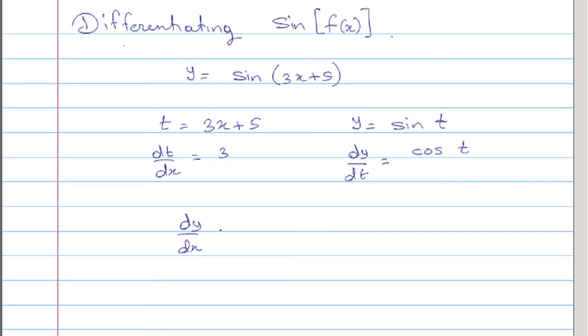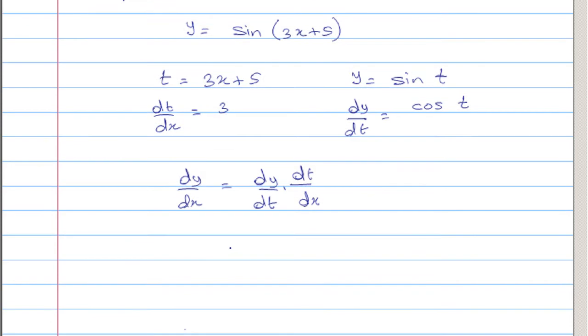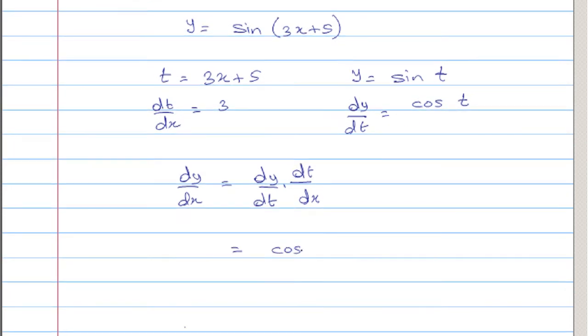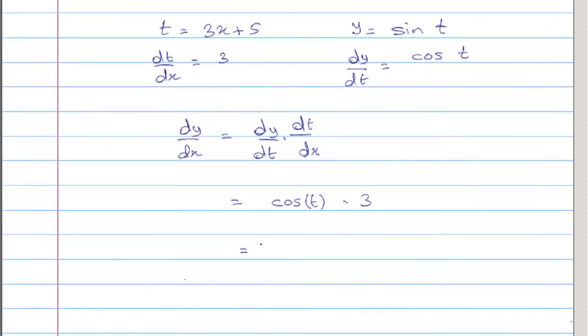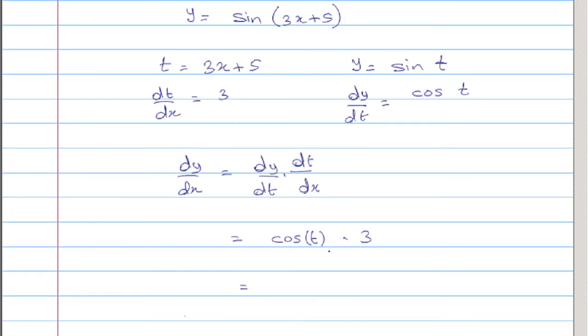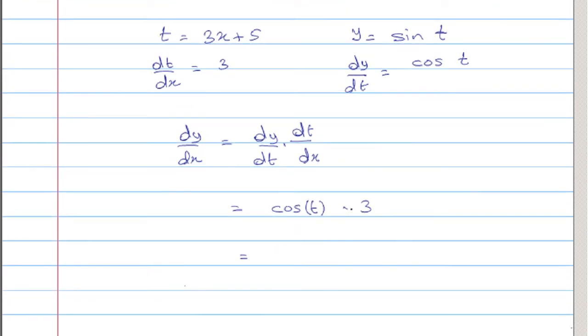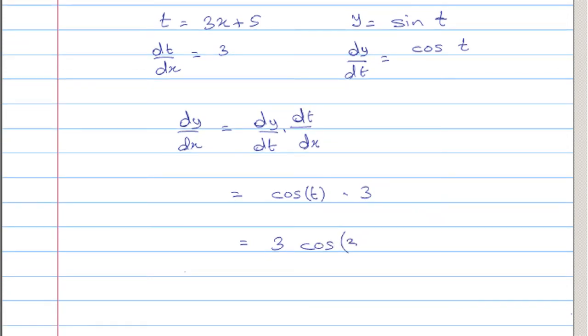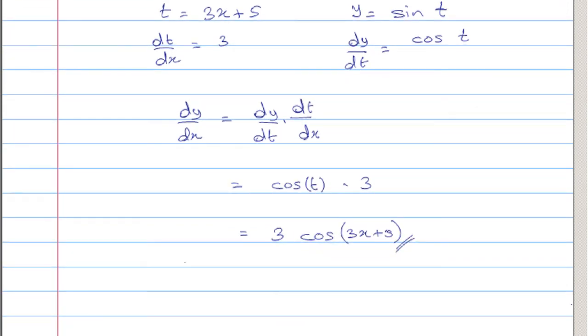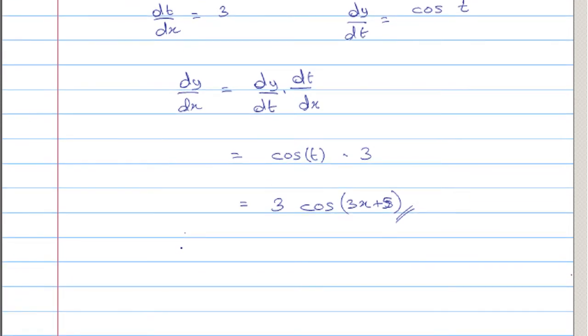And then we just apply the chain rule, so we say dy over dx is equal to dy over dt times dt over dx. So dy over dt, that's equal to cos of t, times dt over dx, which is equal to 3. And the final step is to just put back 3x plus 5 instead of t. So I'll bring the 3 to the front, so I can write this as 3 times cos of 3x plus 5. And that is the derivative of sine of 3x plus 5. And before giving the short method, I'll just take one more example.